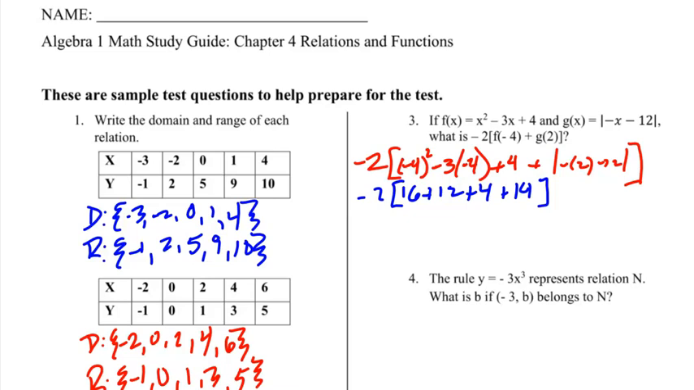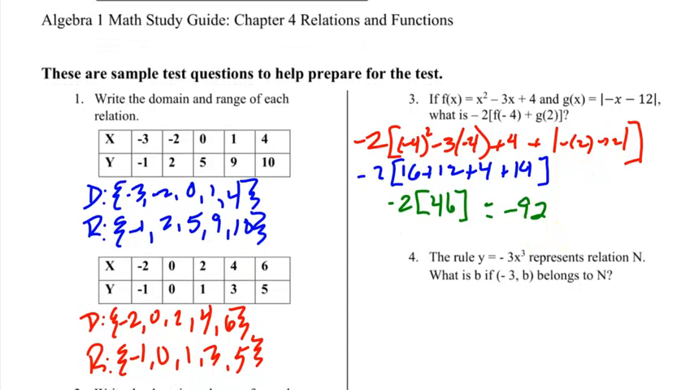So 12 plus 16 is 28. 28 plus 4 is 32. And 32 plus 14 would give us 46. So we got negative 2 times 46. And then if I multiply those together, this will give us a negative 92.